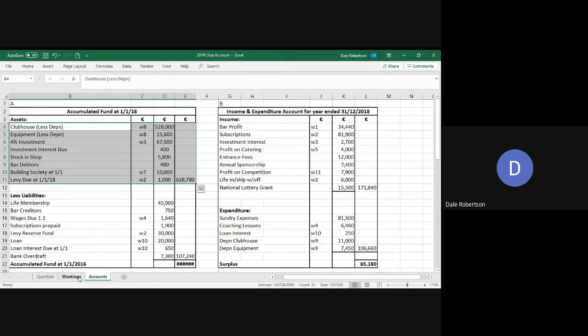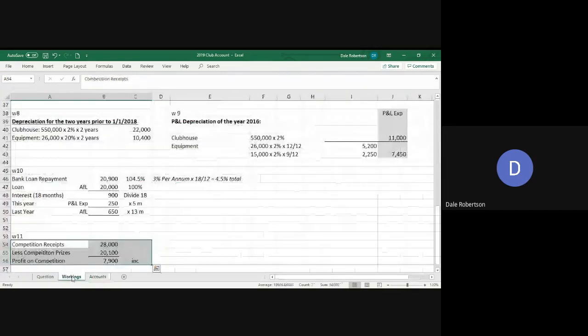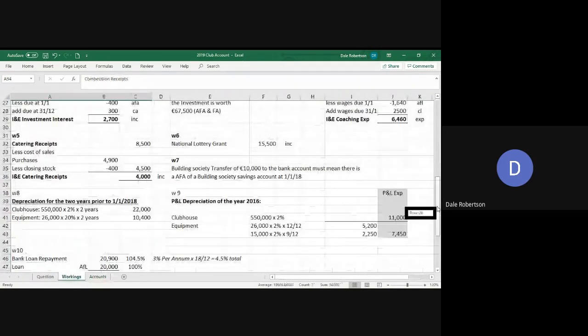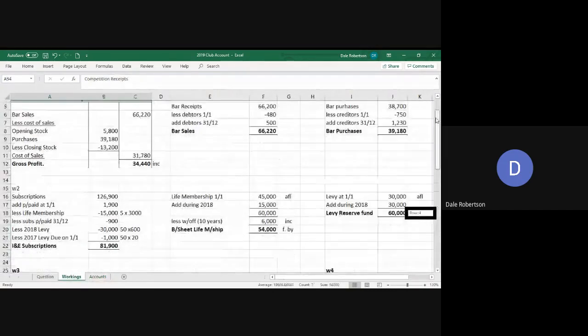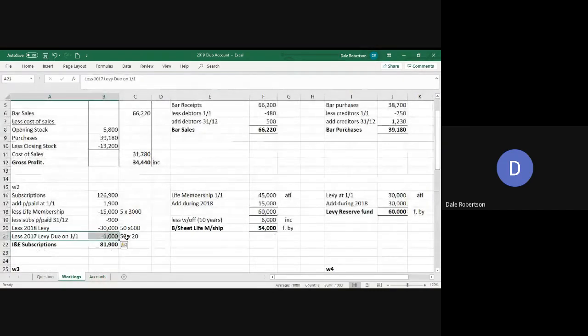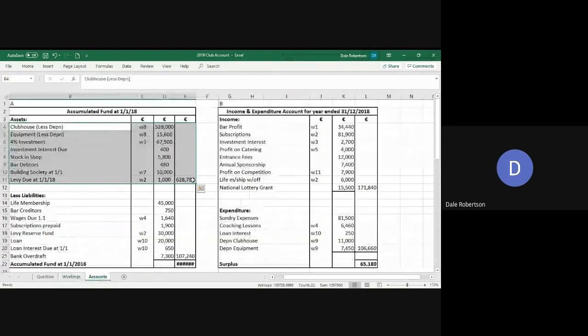Now that is from working 2, and I'm just going to show you back to there. This is a levy due. If it is an income due at the start of the year, then that is a current asset. So that's a tricky one to spot, but once you see it, you'll know where that is. Add up all of those to get 628,780.